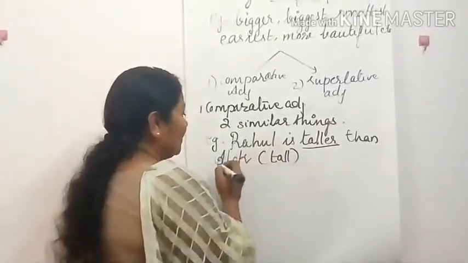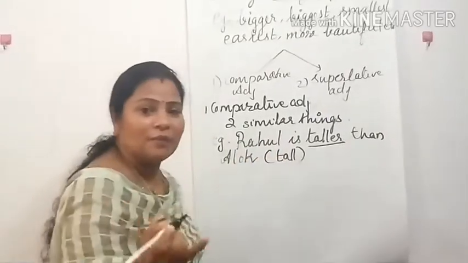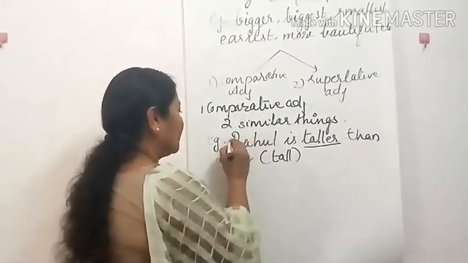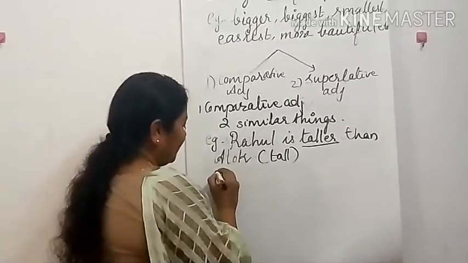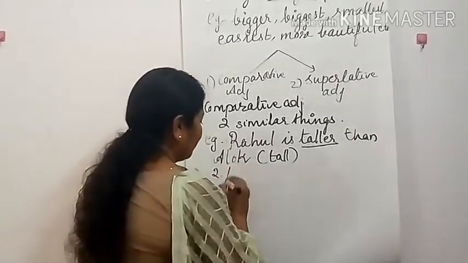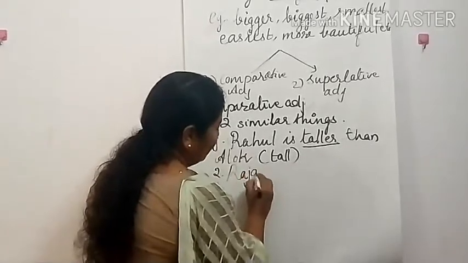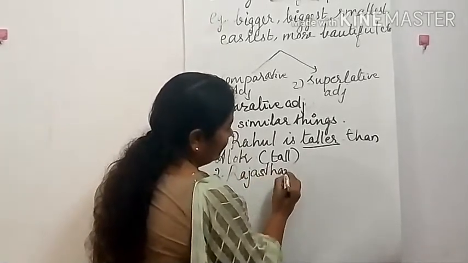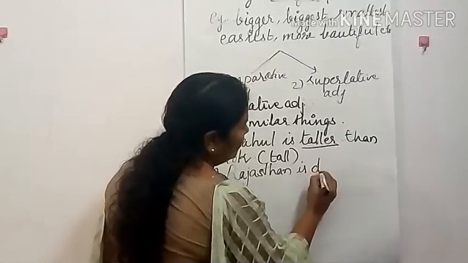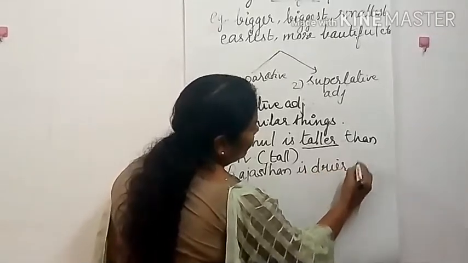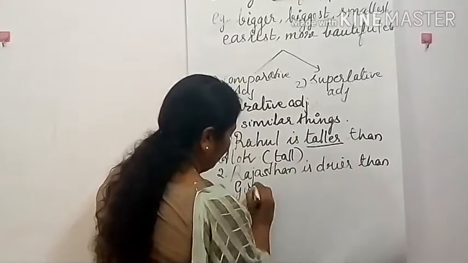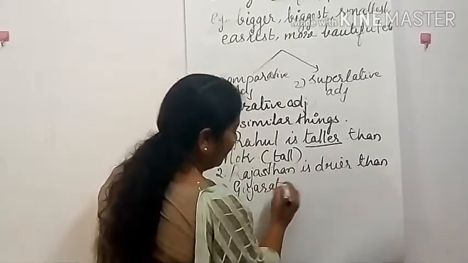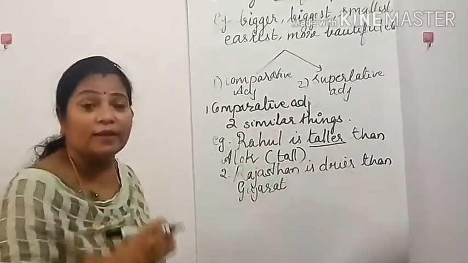Hope you all will remember this word than for the comparative adjective. Then can you give me some other example? Like you can say Rajasthan is drier than Gujarat. Okay, Rajasthan is drier than Gujarat.